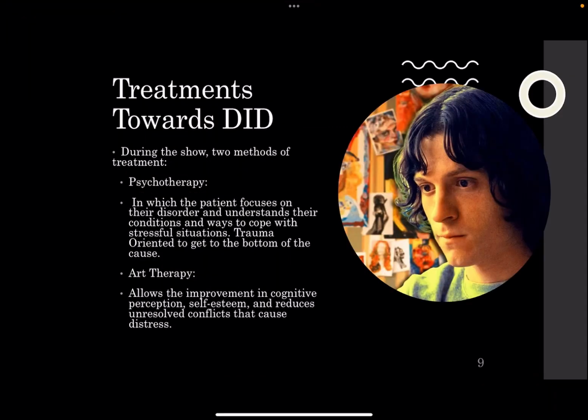Different treatments towards dissociative identity disorder are both shown in The Crowded Room. One is psychotherapy, in which the patient focuses on their disorder and tries to understand what conditions put them through this disorder, as in more trauma oriented. Not only that, but it is also a way for those who have dissociative identity disorder to cope with their stressful situations. Art therapy is another way, which allows, in a way, an insight on how it is in the mind of someone who has dissociative identity disorder and how they view their memories.